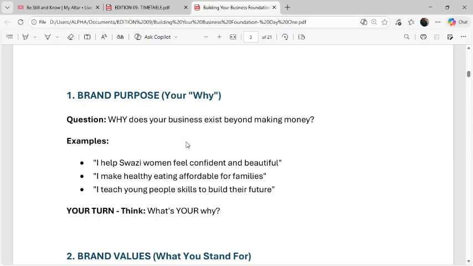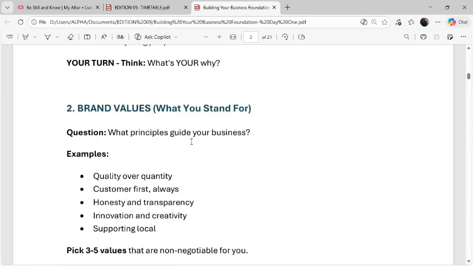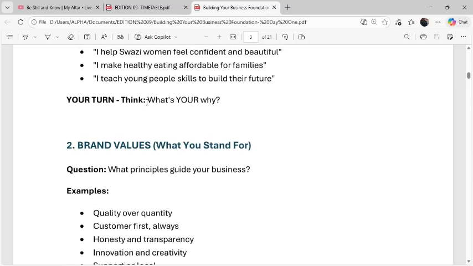So now you have to make sure that you also create what? You have to think very well. And then, why are you starting the business? Keep that in mind. Let's move to pillar number 2.